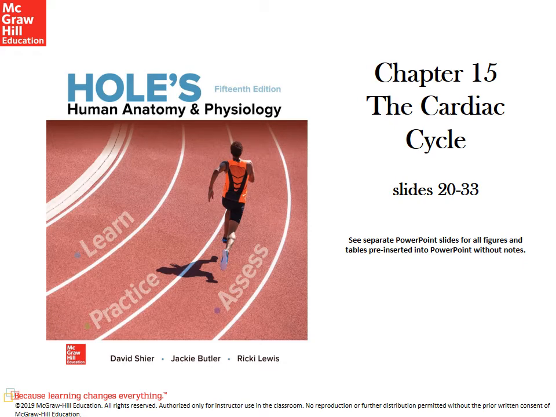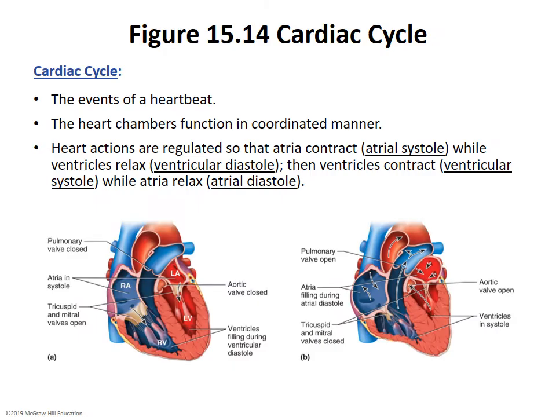All right, so looking at the cardiac cycle, this is slides 20 through 33 in chapter 15. We're going to put together a lot of the things that we've already looked at with the heart. So remember that there's four chambers. We've got a right atrium and a left atrium, a right ventricle and a left ventricle.